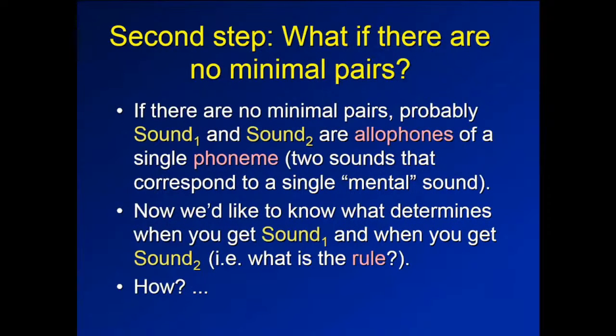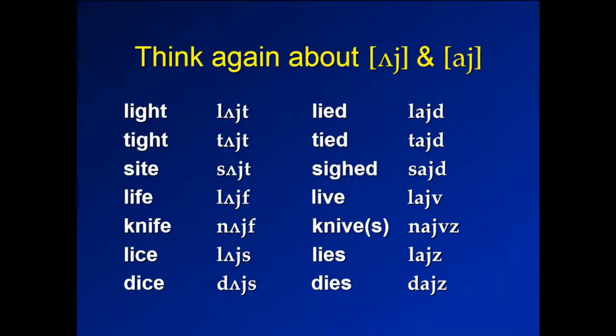Now, the second step: what if there are no minimal pairs? If there are no minimal pairs, probably sound 1 and sound 2 are allophones of a single phoneme. Two sounds that correspond to a single mental sound. Now, we would like to know what determines when you get sound 1 and sound 2. That is, what's the rule which is involved in this case and how?